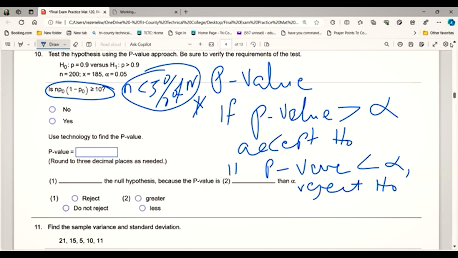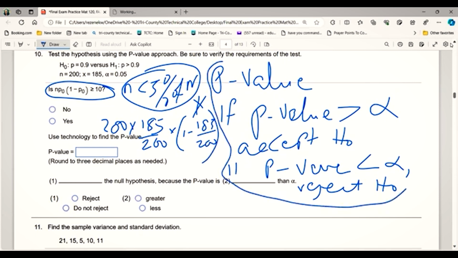Well, let's find out. The sample size is 200. The success is 185 divided by 200, and the failure is 1 minus 185 over 200. Because I'm using my calculator, I don't really have to simplify all this. I will quickly go to my calculator and put it in.